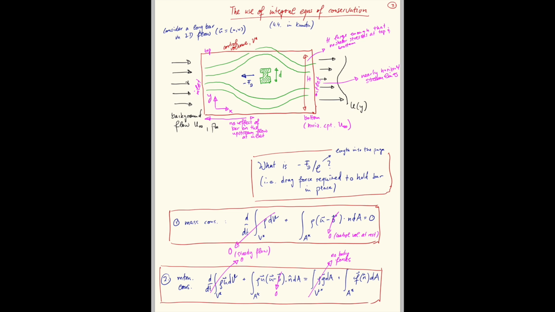You can count the equations here, and this is really 4 equations: 1 from the mass conservation and 3 from the momentum equation. 1 equation, 3 equations. And we have 4 unknowns, so we can solve these simultaneously.